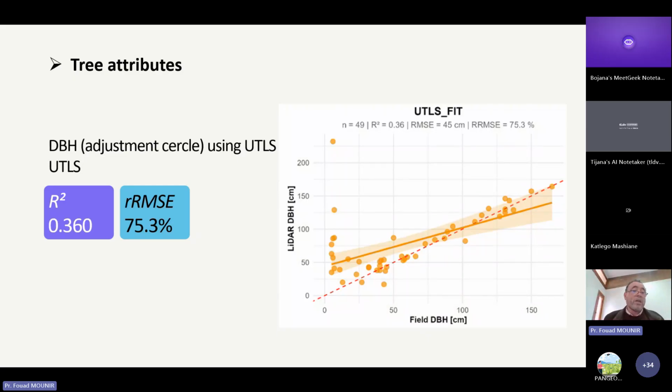We found here that the relationship between DBH in the field and the LiDAR data is not very good, having an RMSE higher than we expected. This is mainly because of the density of the stand, giving us the idea that the denser the stand, the less accurate the measurement.